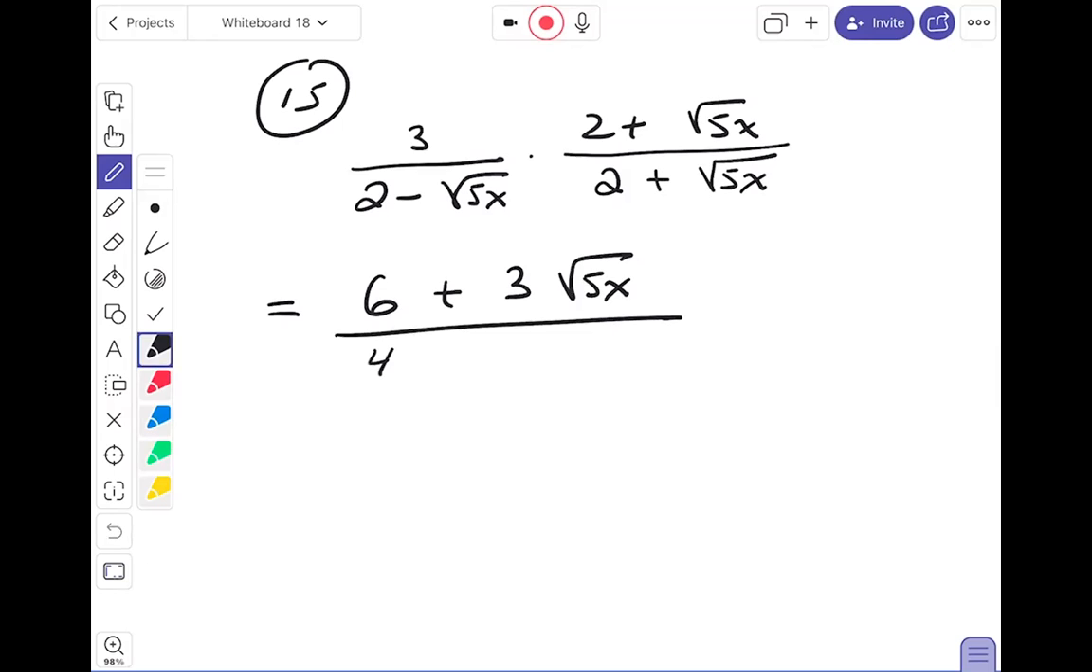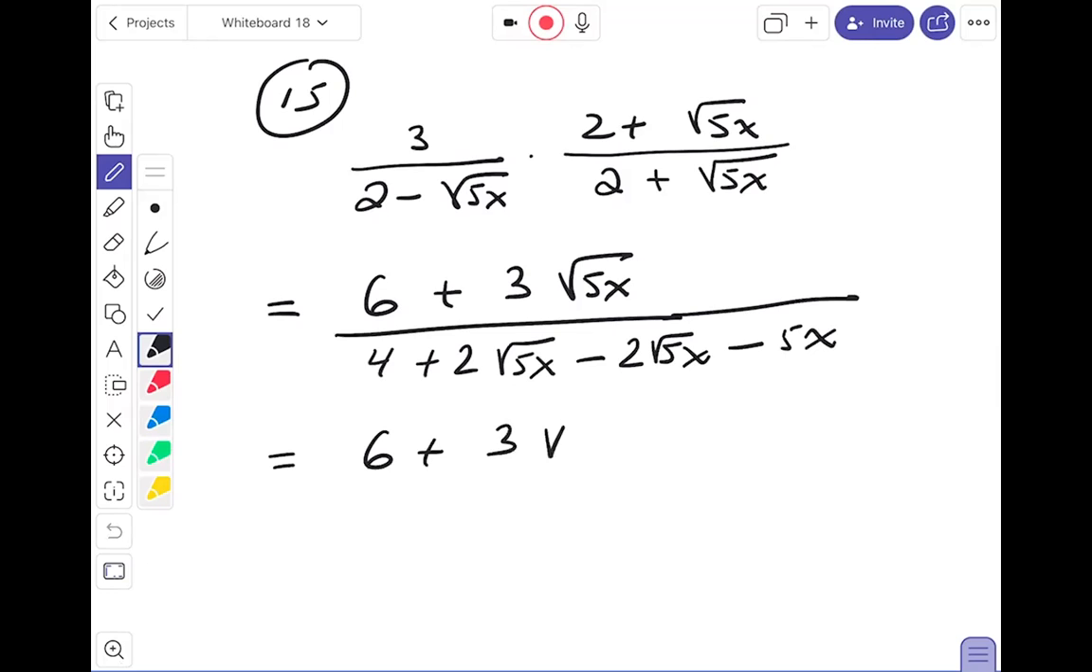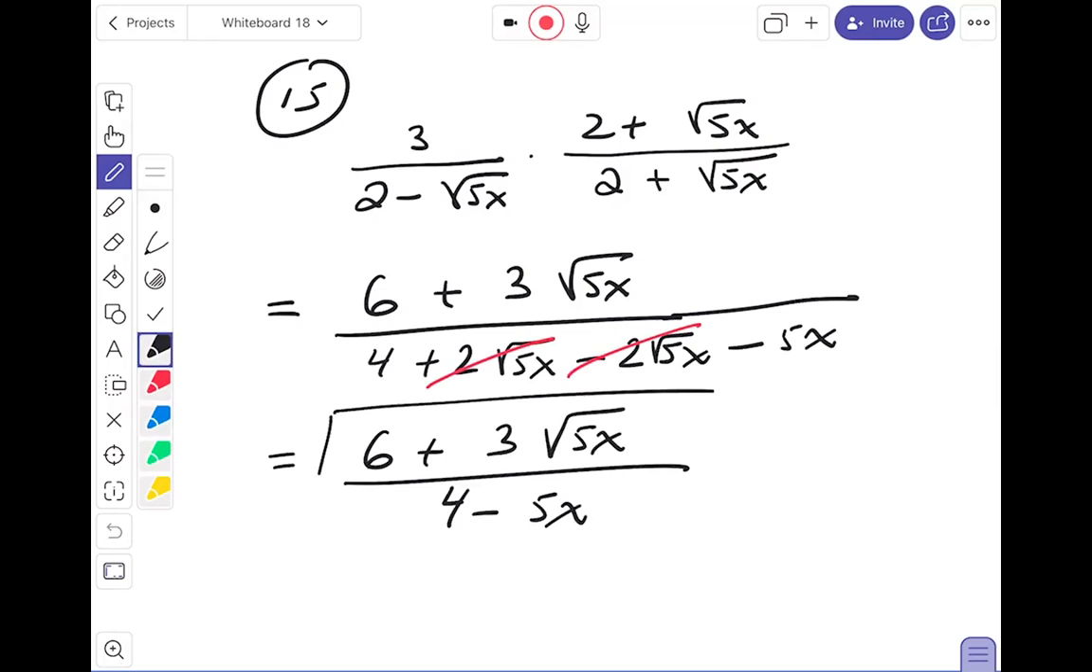2 times 2 is 4, plus 2 root 5x, minus 2 root 5x, and then you get minus 5x. All right, what do you get on top? 6 plus 3 root 5x. What do you get on bottom? Well, again, it's nice. The two internal terms disappear. We're left with 4 minus 5x. Put this in a box. I get my red pen out, look at the answer, and I'm seeing it.